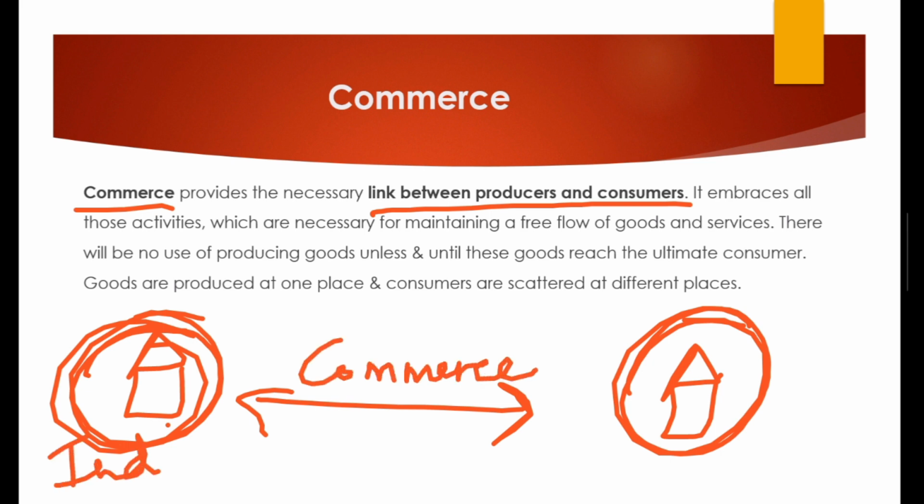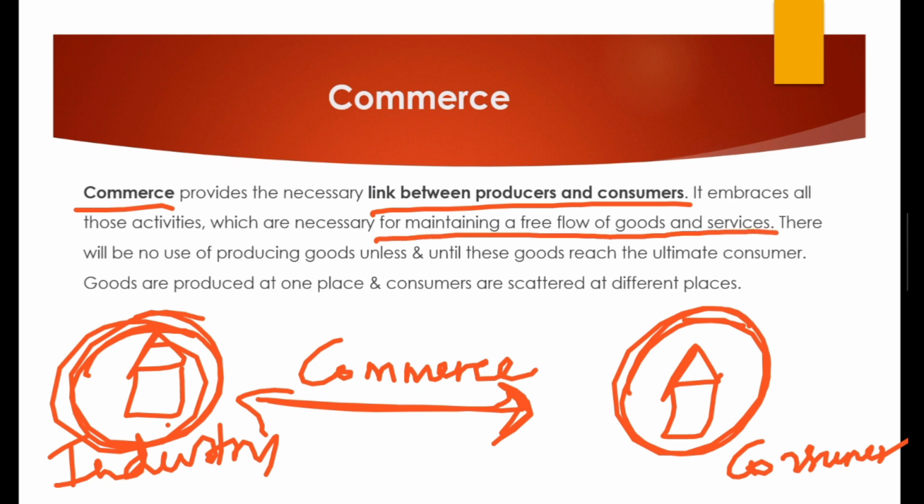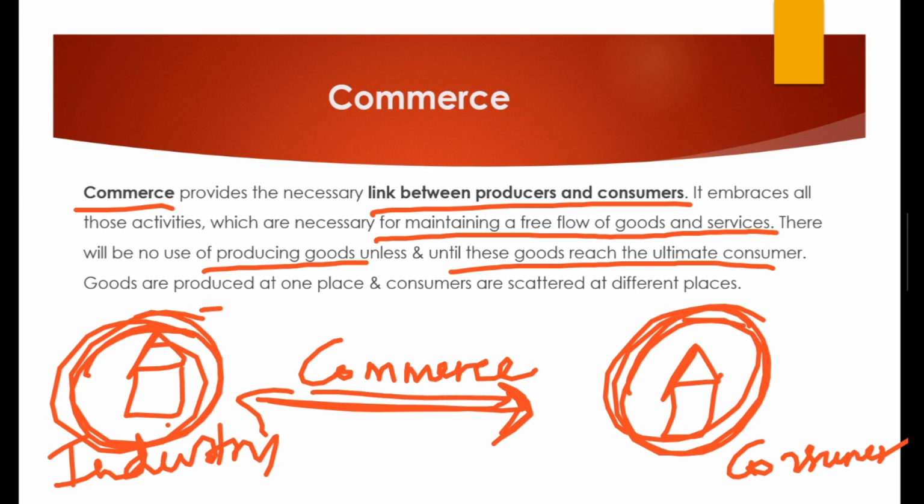The products which industries manufacture and the needs of the consumers are fulfilled with the help of commerce activities. So these are necessary for maintaining the free flow of goods and services. There is no use of producing goods until they reach our ultimate consumer. What is the need of producing those goods when we have no idea how to reach them to our consumers? Then comes into existence commerce, which helps. So goods are produced at one place and consumers are scattered at different places. Then there are various activities, known as commerce, which come into action.